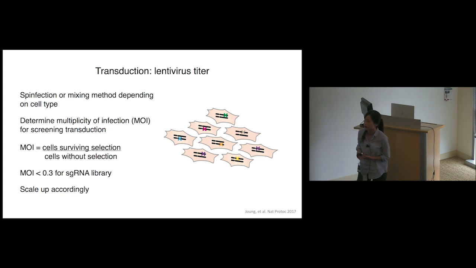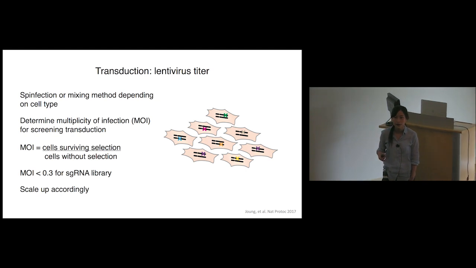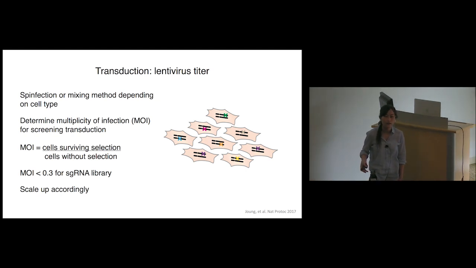The multiplicity of infection is defined as the number of cells that are surviving selection normalized by the cells that do not have the selection. And typically for the library, we'll transduce the guide library at an MOI of less than 0.3. This reduces the chance of any cell receiving multiple guides, because that will make the downstream analysis very difficult. And then after determining the titer, we will scale up the screen accordingly.